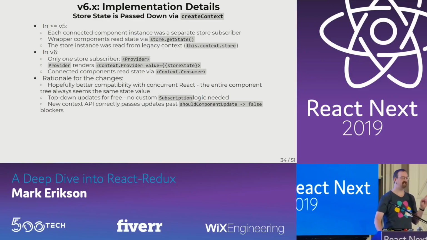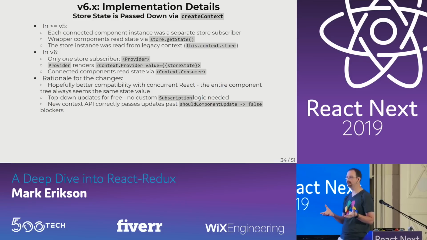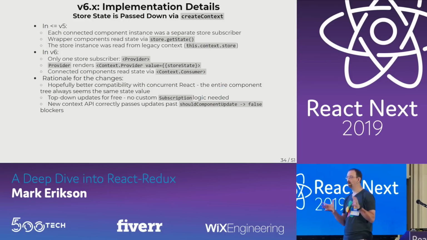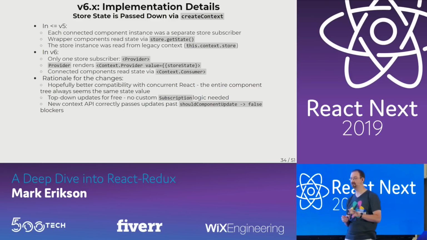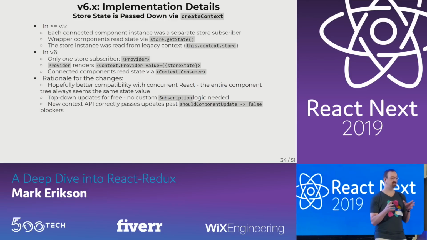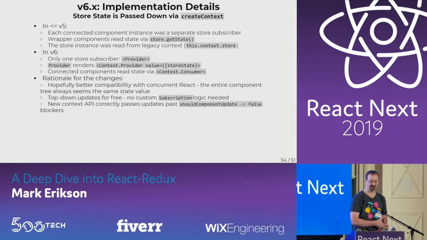So one of the biggest changes in version 6 is that rather than having every component be a separate subscriber to the store, we only had one subscriber, and that was actually in the provider component itself. And it actually passed the entire store state down via React's new context API. And part of the reason for this was that by having the entire component tree always seeing the same copy of the store state at the same time, it would eliminate that tearing problem.